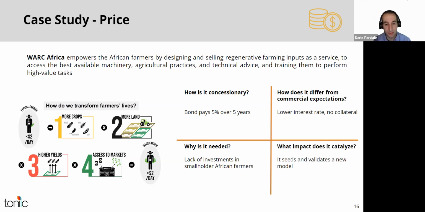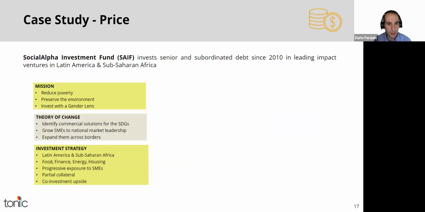So far, this model has enabled 626 low-income farmers, most of them women, to increase their earnings from $342 per year to $995 per year, almost 3 times over. This impact expectation justified the sub-commercial investment return for the investors. Now let's take a look at an investment fund case study.